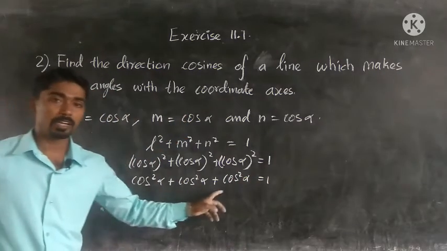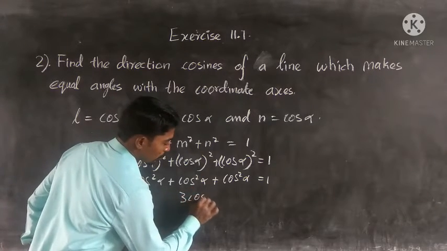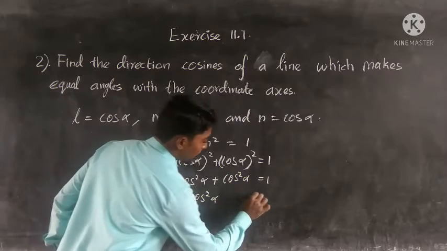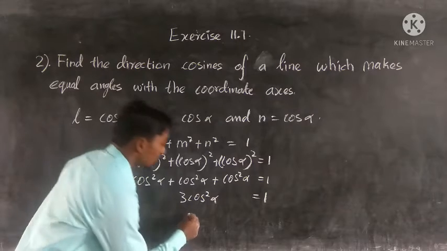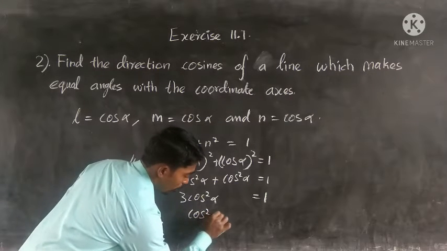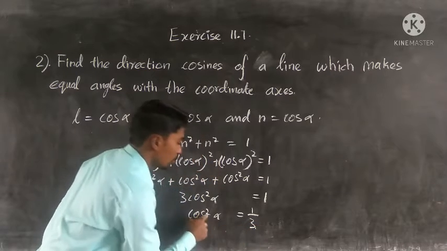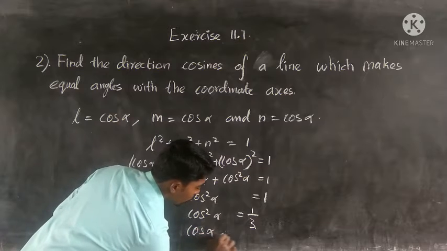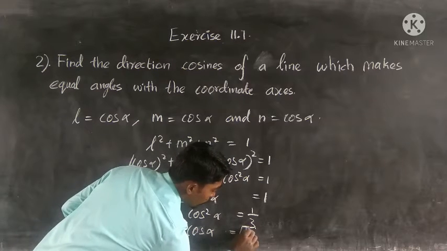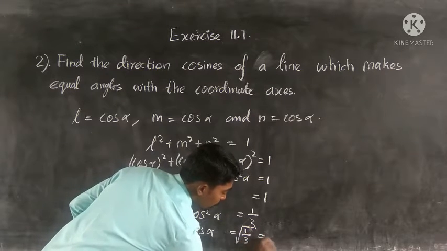We can add these values. We add, we will get 3 cos square alpha is equal to 1. 3 we can take to the other side, we will get cos square alpha is equal to 1 by 3. The square we can take to the other side, we will get cos alpha is equal to square root of 1 by 3, that is square root of 1 by root 3.